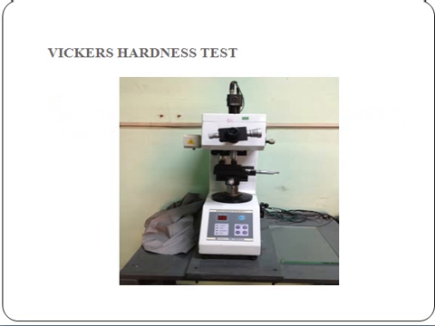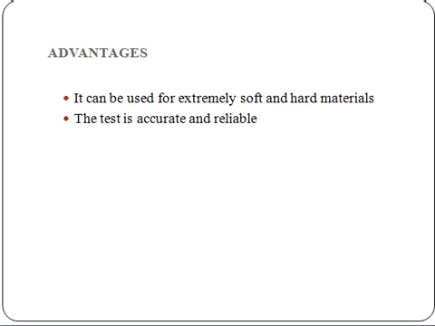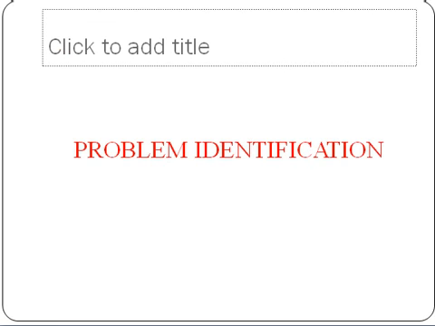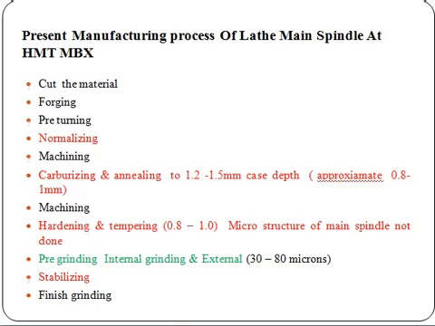Next is Vickers hardness. This machine is called the Vickers hardness tester, which they are using at HMT Machine Tools. Advantages of this machine: it can be used for extremely soft and hard materials. It is accurate and reliable. Next is the main problem identification.